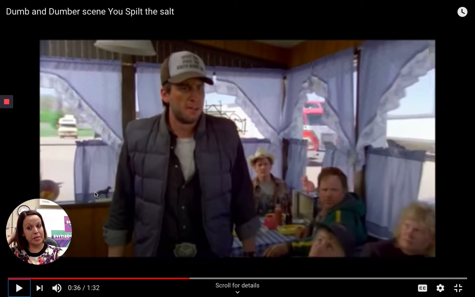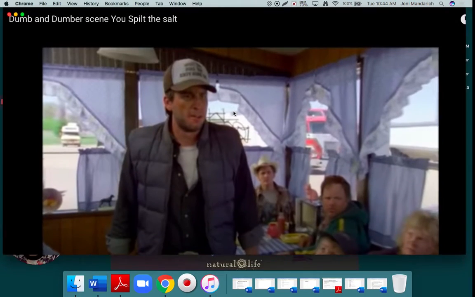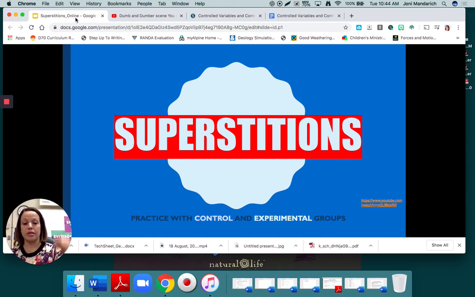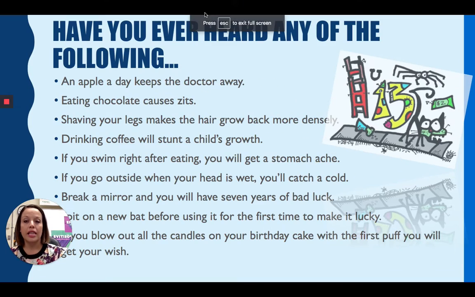Okay, so we're going to pretend that they didn't say the H word, but it's a very funny example of this idea of a superstition. So you spill the salt, you better toss some over your shoulder, not the whole salt shaker, Harry, but you better toss some salt over your shoulder so that you don't get bad luck. Is that real? We could find out with a science experiment. So let's get into this.